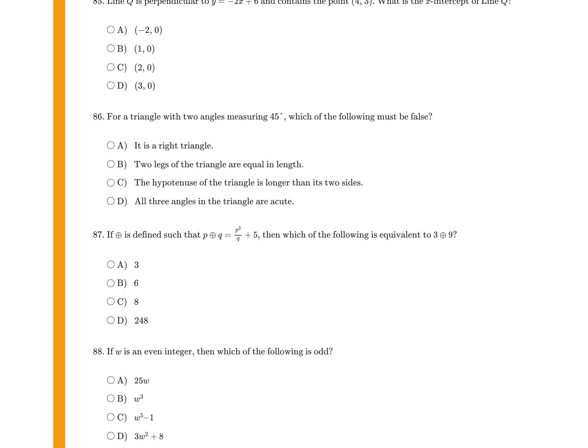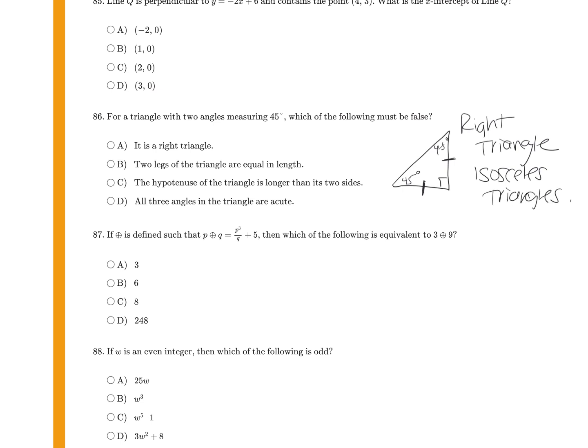Okay, so number 86. For a triangle with two angles measuring 45, which of the following must be false? Triangles have to have angles that add up to 180. So if a triangle has two angles that are 45, that's already 90 degrees. That means the third angle has to be 90 degrees, so this is actually a right triangle. And since two of the angles are the same, two of the sides have to be the same. So it's isosceles. Isosceles triangles are triangles that have two sides that are the same.